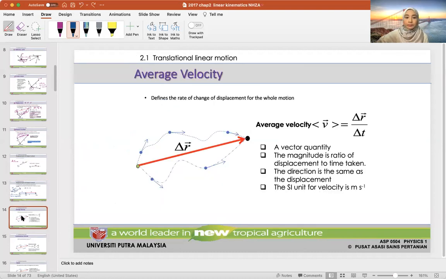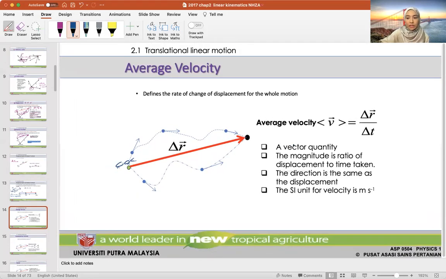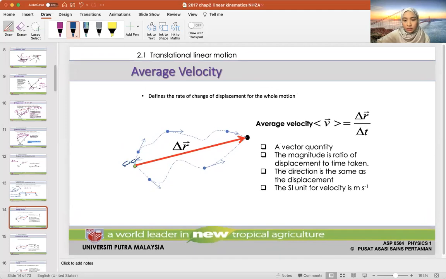Okay, all right. And then we talk about average velocity. We're still talking about that ant. Saya tahu analisis semut ke tak? Okay, ada. Kesiannya ant ni. Okay, so this ant is traveling, like I mentioned to you before. This is the distance, this is the displacement taken by the ant.